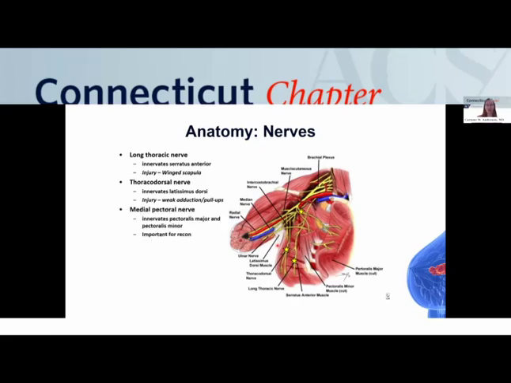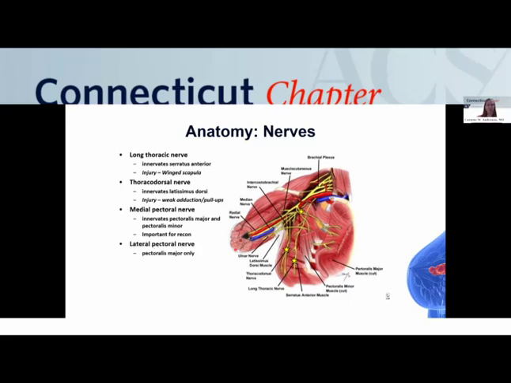Median pectoral nerve, this wraps around the lateral edge of pec minor and then inserts into pec major, innervating both pec major and pec minor. That is one of the nerves we localize if we're doing local regional blocks, that pec 1 block. It's also really important for reconstruction. If you injure that, it will cause atrophy of those muscles, which can make a difference if you had a subpectoral or even prepectoral implant.